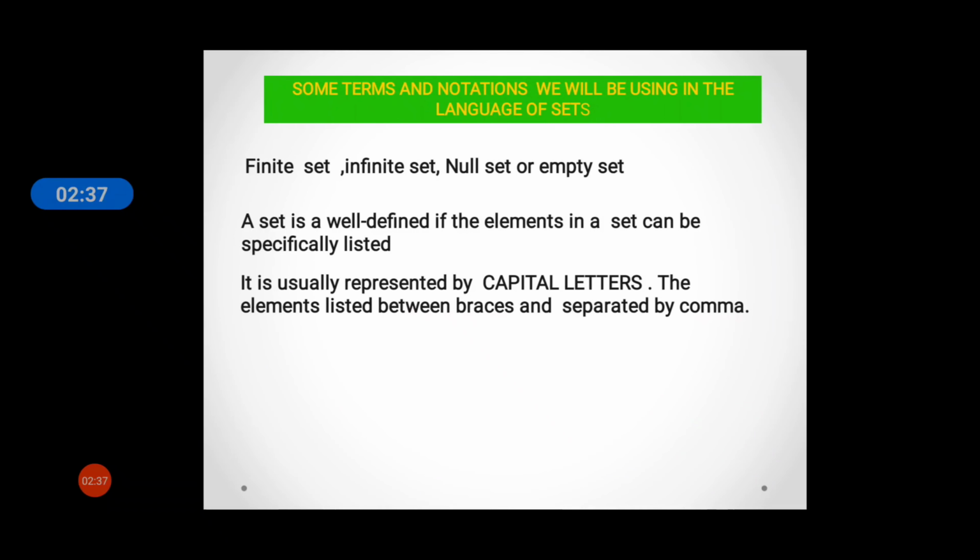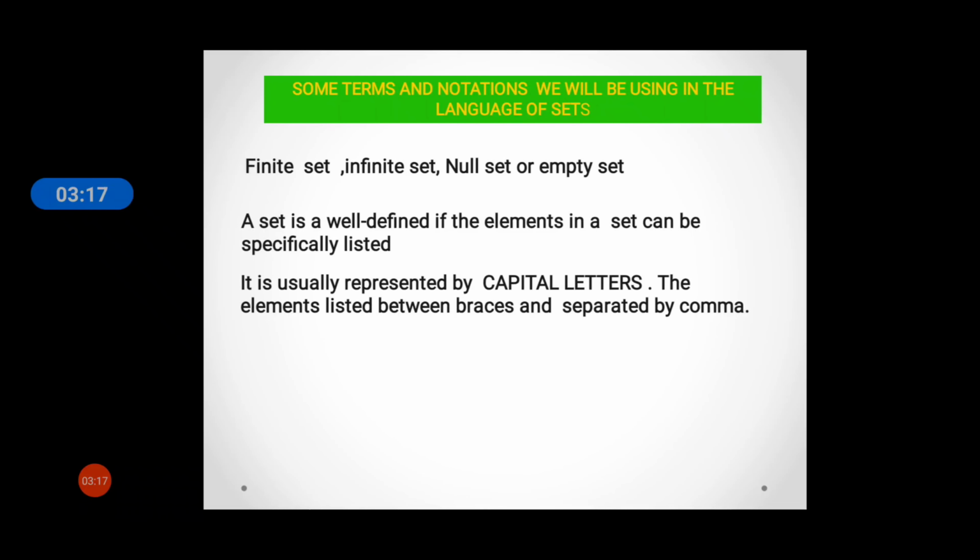We have also here the terms finite set, infinite set, and null or empty set. Infinite means endless, or we can say that the elements of an infinite set are endless and cannot be counted anymore. We have also the finite set. In a finite set, the members of the set can be easily counted. We can list down the elements in the finite set. All the elements can be listed.